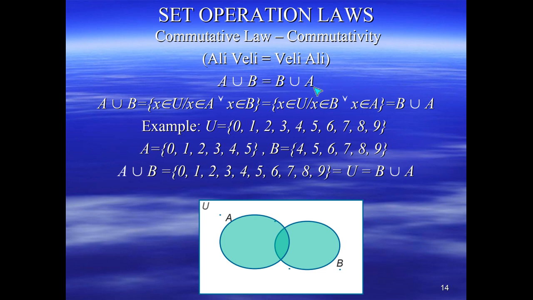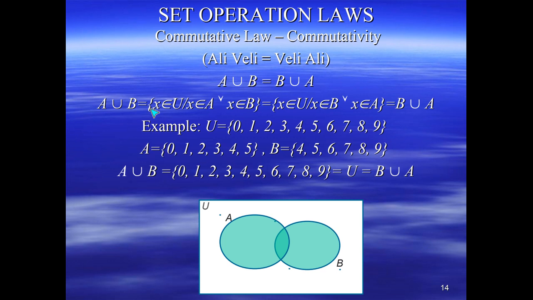Is it really so? We should prove it. How do we prove? Just write them, left hand side and right hand side, and show their equality, or start with the left hand side and go to the right hand side. This is also a way of proving. A union B, what is it? X is an element of U such that X is an element of A or X is an element of B, not and but or.